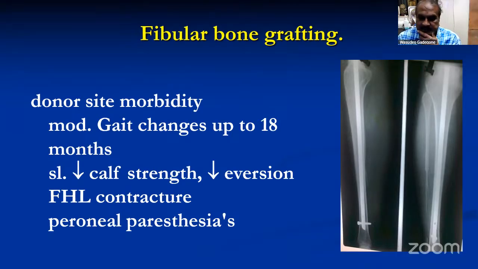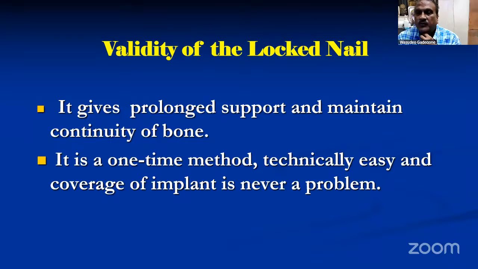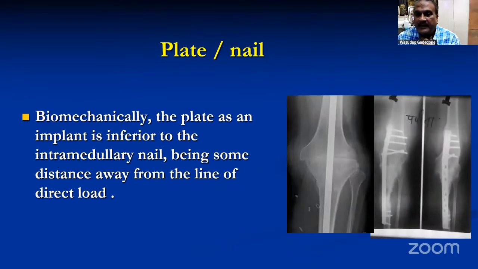Sometimes you may get FHL contracture and peroneal paresthesia because you are excising more or less 2/3 of the fibula from the parent bone. So the validity of the locked nail: it gives prolonged support and maintains continuity of the bone. It is a one-time method, technically easy, and coverage of the implant is never a problem. Biomechanically, the plate as an implant is inferior to the intramedullary nail, being some distance away from the line of direct load.